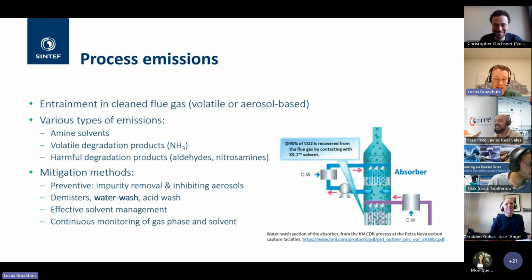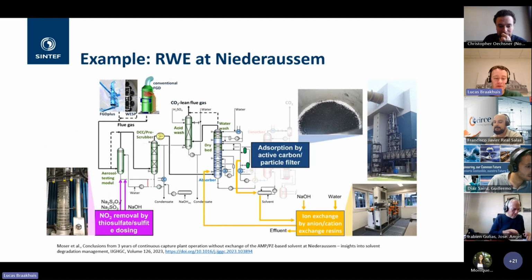Yeah, another mitigation method is, of course, effective solvent management and continuously monitoring the gas phase and the solvent. The final example I want to show is a pilot plant at RWE at Niederaussem. This pilot plant is known for really having long-term campaigns and investigating what happens with the solvent over time. You can see here how they implemented these different strategies. They have a dry bed and a water wash to prevent emissions. They have pre-treatment and pre-scrubbers. And they also tried this ion exchange solvent reclaiming.